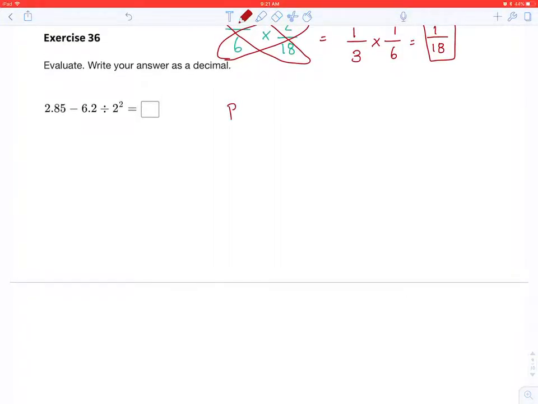36 is just kind of a sum of everything. I just want to remind you to do PEMDAS in the proper order. So you're going to do the exponent first, then you're going to take care of the division, and then after that you'll do your subtraction. So step 1, step 2, step 3. Make sure you do it in the proper order. If not, you're going to get the wrong answer.